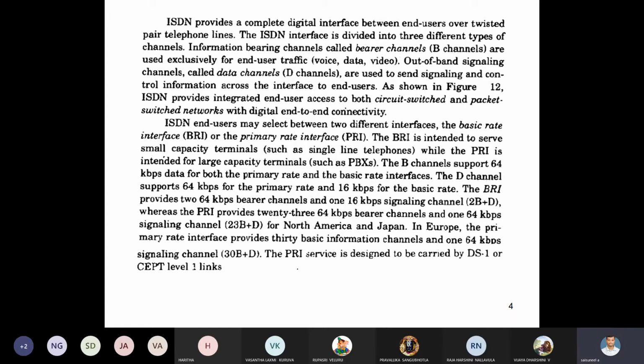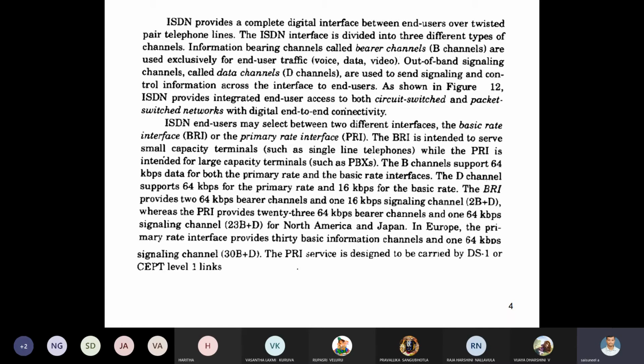At the time of using B channels and D channels, there are two types of interfaces. That is the basic rate interface, the second one is the primary rate interface. The D channel supports 16 kbps speed. The B channel supports 64 kbps speed. The basic rate interface BRI is equal to 2B plus D. What do I mean by 2B plus D? 2 B channels plus 1 D channel. 1 D channel is enough, that is only for connection purposes.